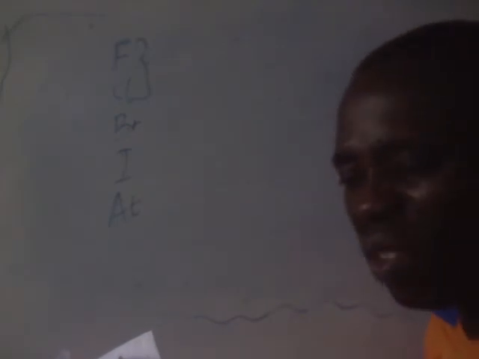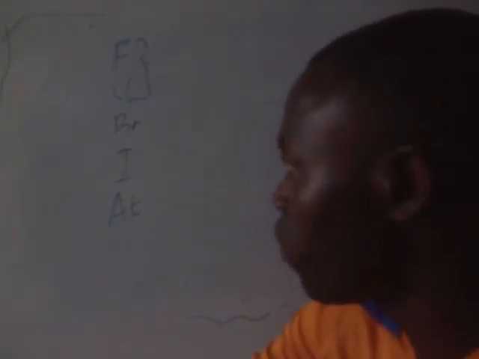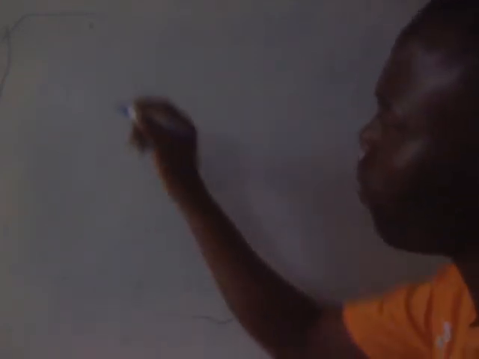36. Which of these compounds will not give oxygen gas on heating, under the action of heat? Let's look at the options. Option A, ammonium trioxonitrate 5. Ammonium, that's NH4, and NO3.